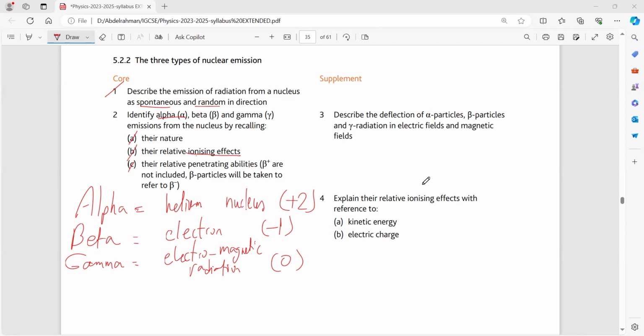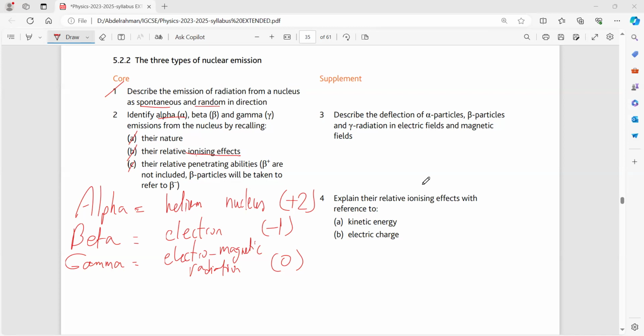It says the relative penetrating abilities, beta particles are included. Beta has a medium penetrating ability: it's stronger than the alpha, but weaker than the gamma. That's what you need to know.